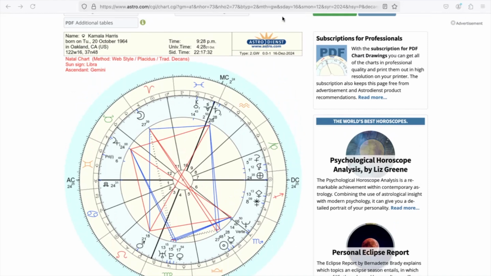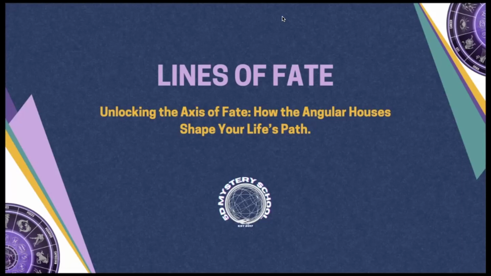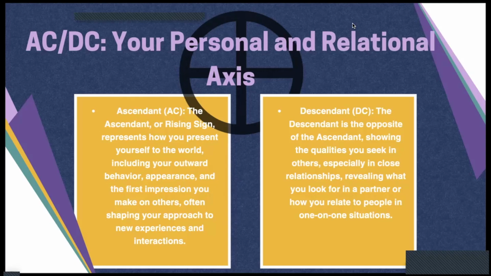Okay. Let's get into talking about what these lines of fate mean. So for the lines of fate, unlocking the axis of fate, how the angular houses shape your life's path. And that's why we're all here, right? To follow the path, to deal the cards that have been dealt, to play the cards that have been dealt, or to deal them, your choice.